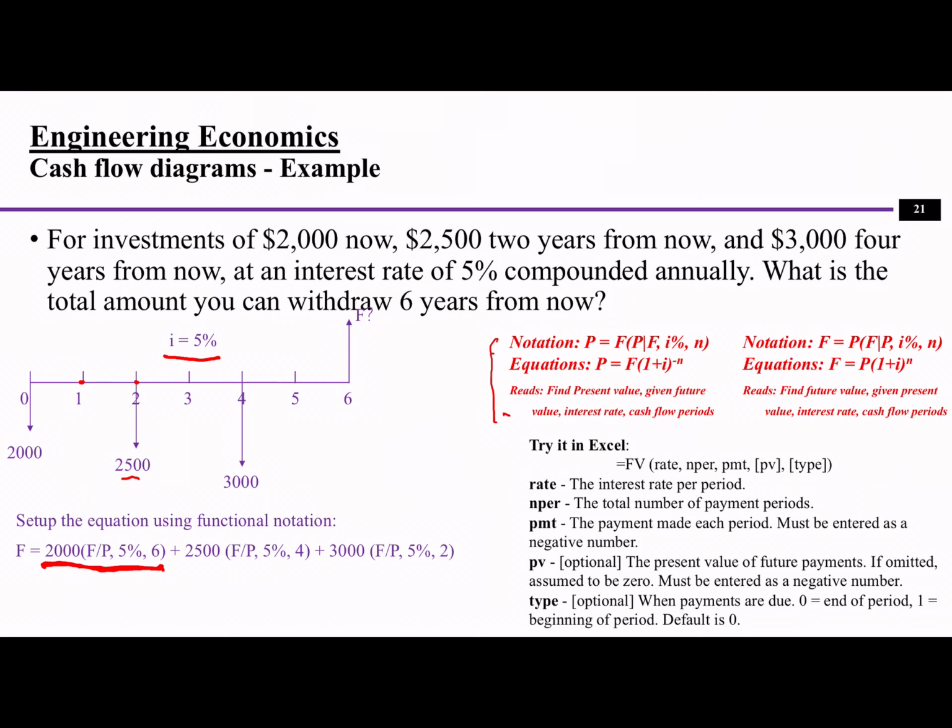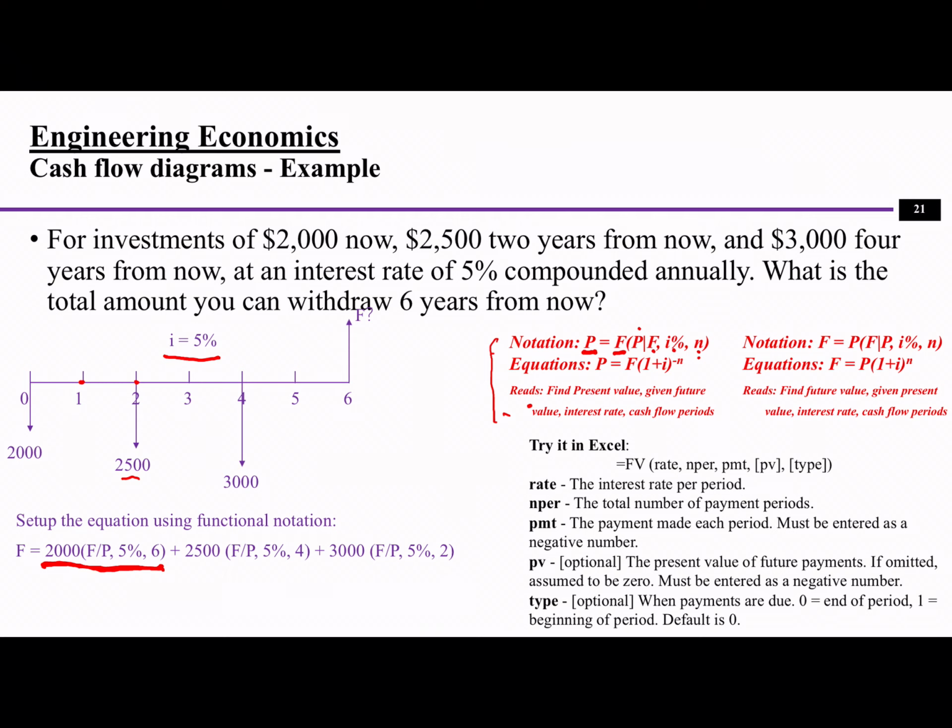P equals F, parentheses, P bar F, comma, interest rate, and N. This denotes the equation P equals F times 1 plus the interest rate to the power of negative N. It means we know the future value and we want to find the present value. So it reads: find the present value given future value, interest rate, and cash flow periods.